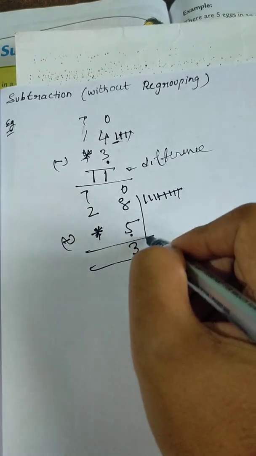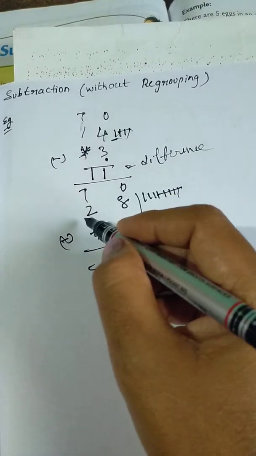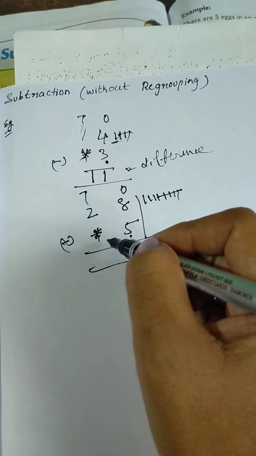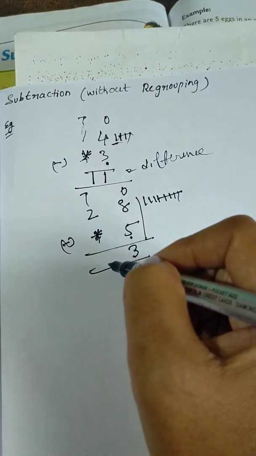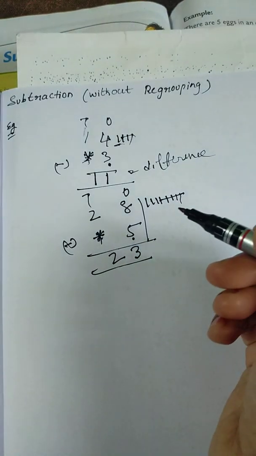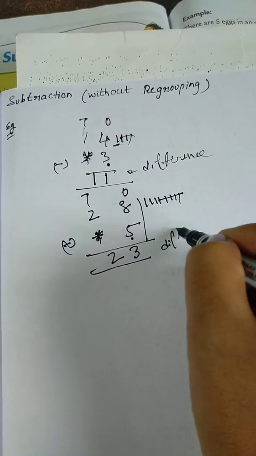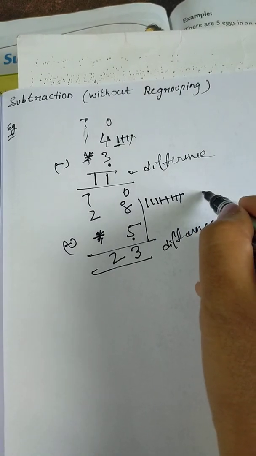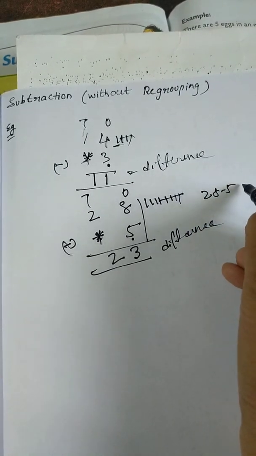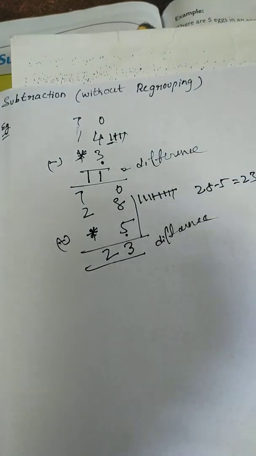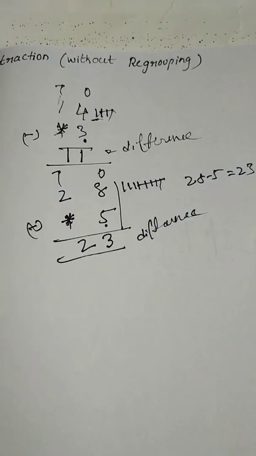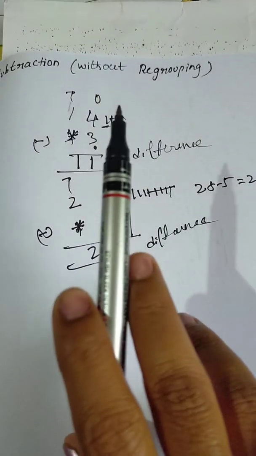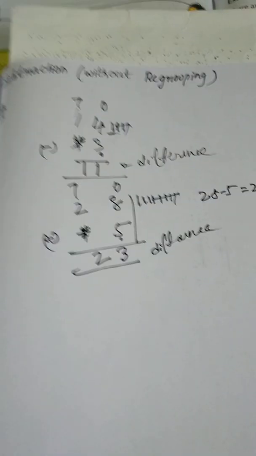Why? Because first we solve the ones place. Next, go for the tens place. Is any number subtracted? No. So directly write the 2. So the difference is 23. 28 minus 5 equals 23. So this type of subtraction is called subtraction without regrouping.